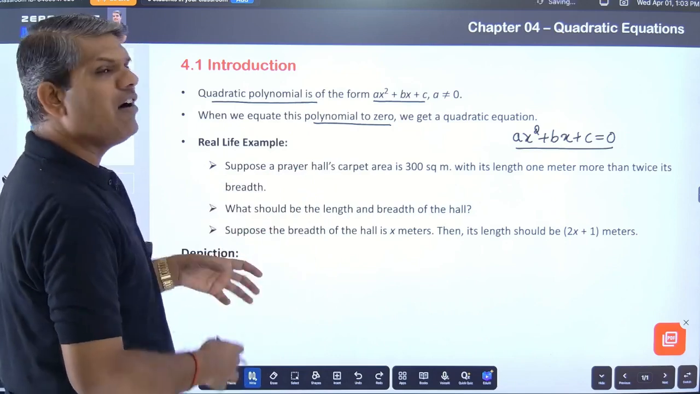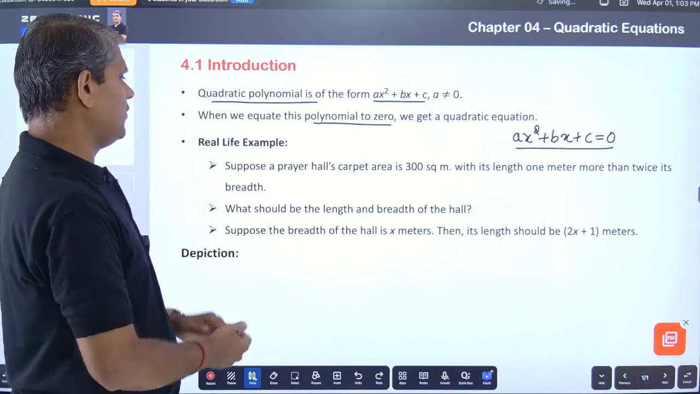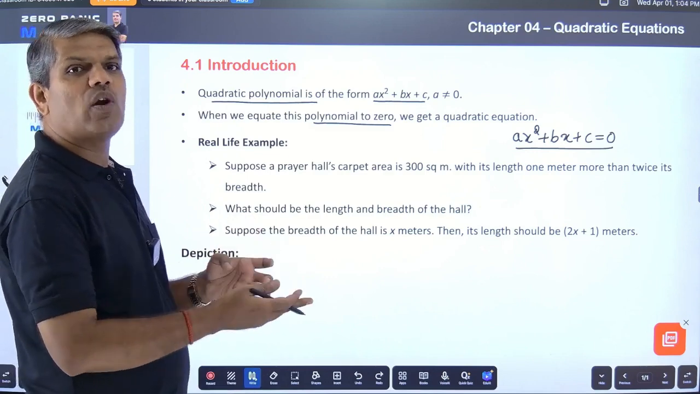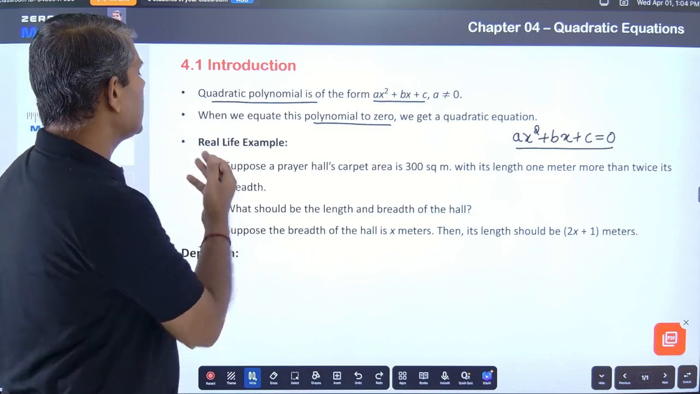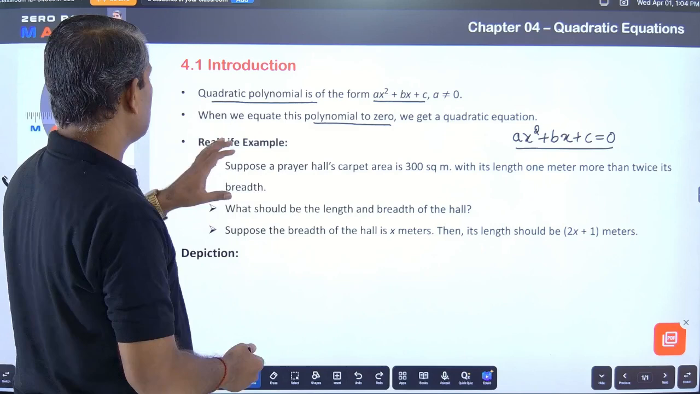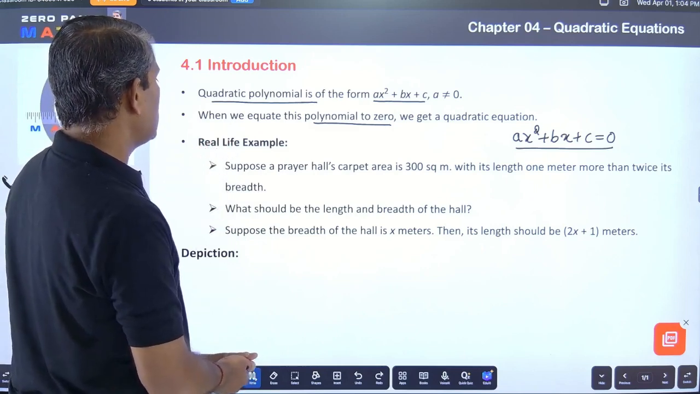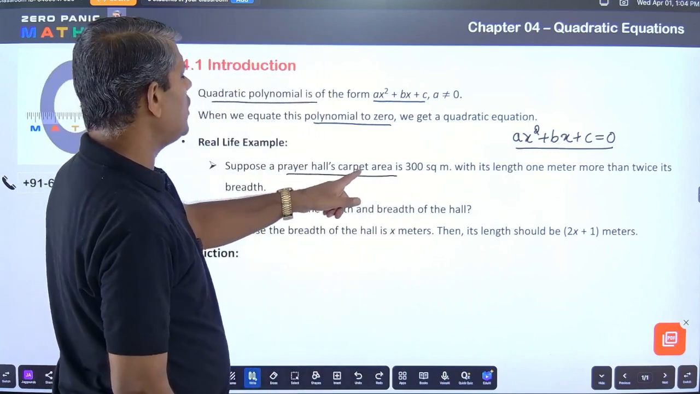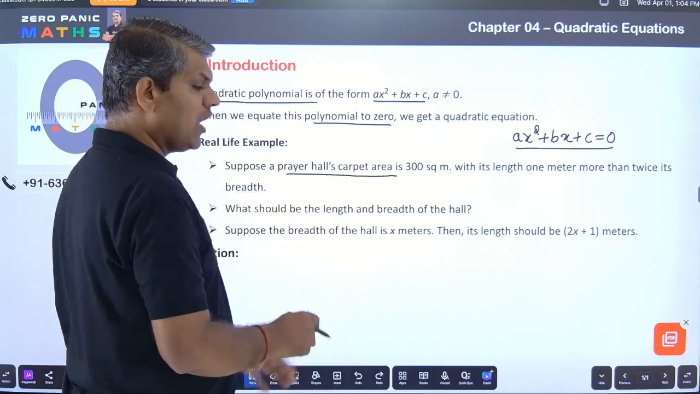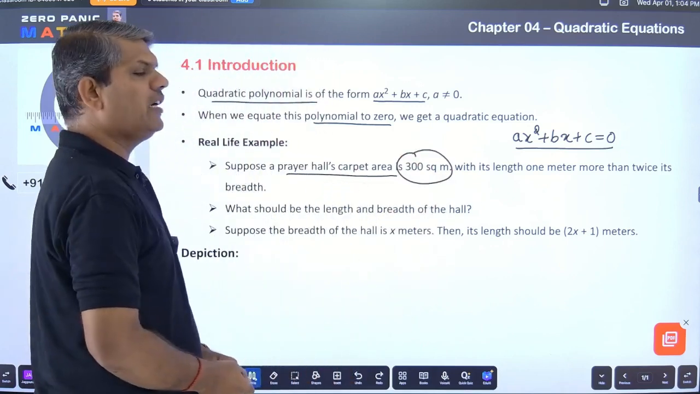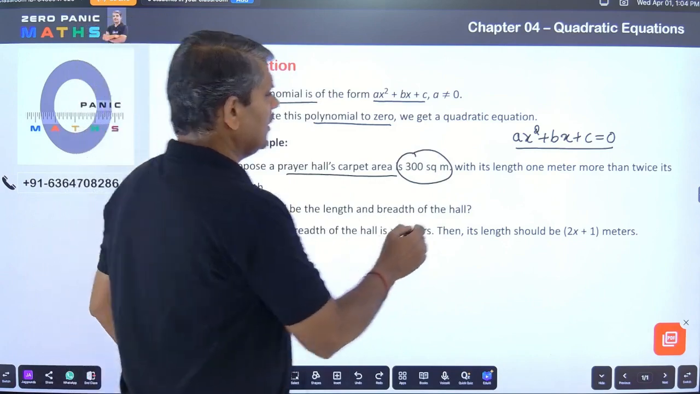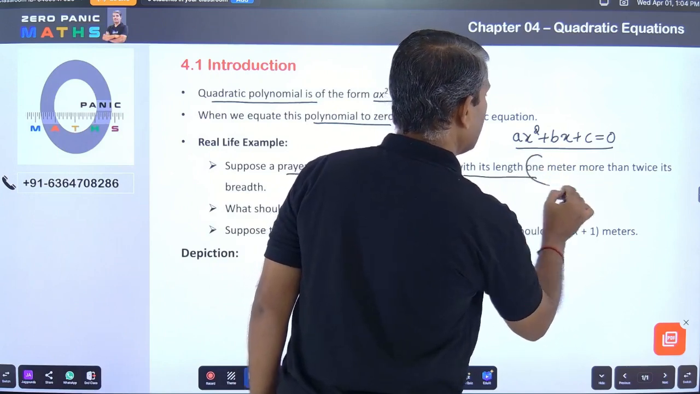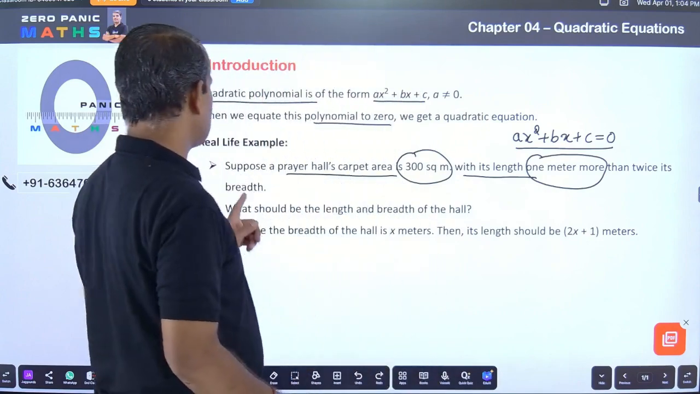Now let us have an example from real life. What real life situation might arise where we get a quadratic equation to be solved to get the solution for the problem? Suppose there is a prayer hall. Let us read this. Suppose a prayer hall has a carpet area of 300 square meters, with its length 1 meter more than twice its breadth.